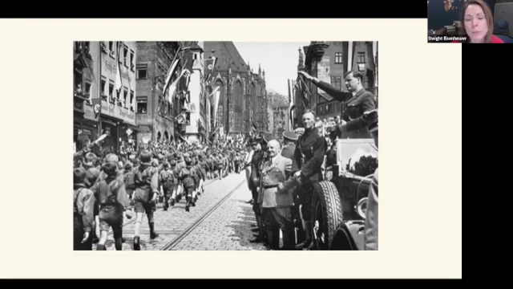So in this picture, they're probably celebrating Adolf Hitler's order to invade Russia. That was in June of 1941. Germany defeated all the countries they attacked except Great Britain. So there was great national pride at this time, as you can see with the cheering and parades and marching.